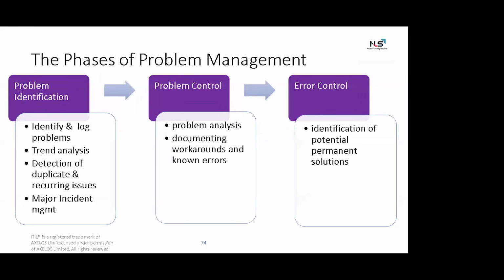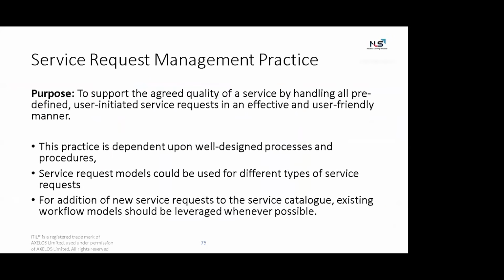What is problem control? Problem control is nothing but problem analysis, documenting workarounds and known errors. The third stage is error control, identification of a potential permanent solution. So this is what problem management is. These are the stages and phases. Clear?